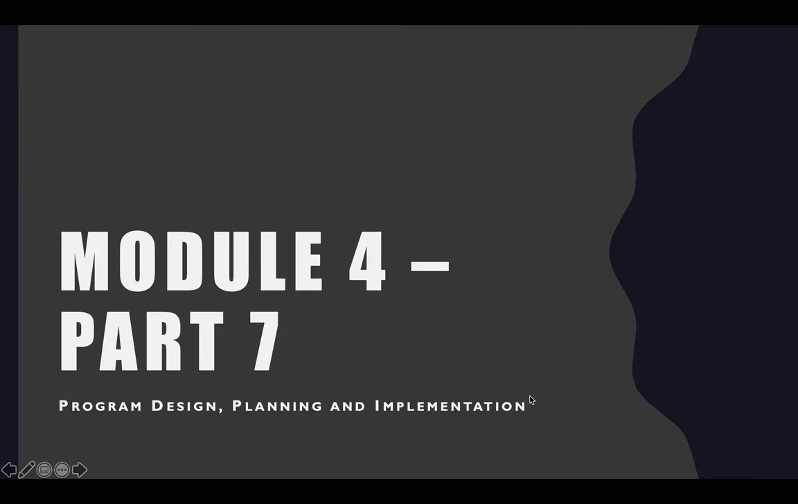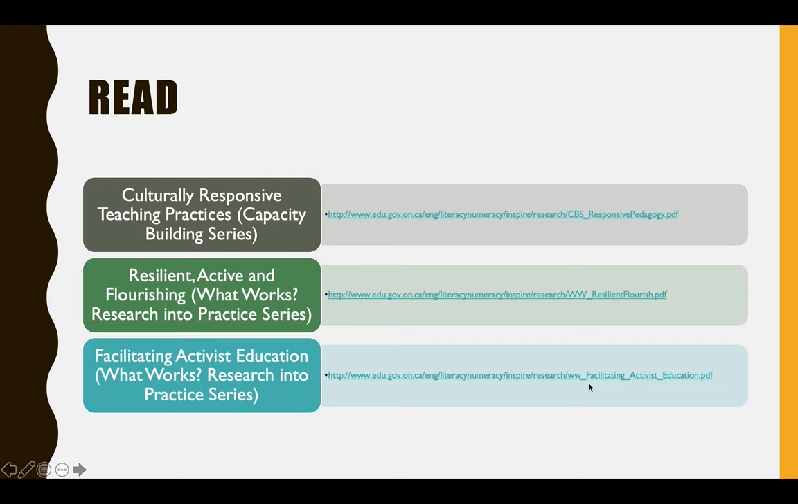All right, and here's part 7, the last part to this module. This one has several different discussions that you get to choose from, and they're based on these 3 readings that have been provided. One's about being culturally responsive, one's about being resilient, and one's about doing some activism.